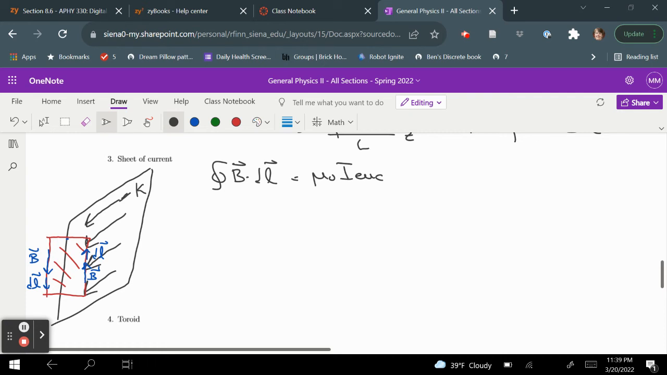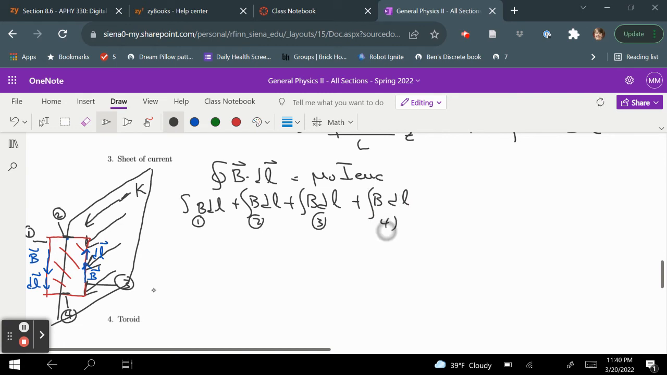So I have 4 parts here again, and notice that 2 of the parts, this one and this one, do not have any B in that direction. So I'm going to have 4 integrals. We'll call this side 1, this side 2, this side 3, and the bottom 4. So I'm going to have B dl of 1 plus B dl of 2 plus B dl of 3 plus B dl of 4, and that's going to equal mu naught I enclosed.